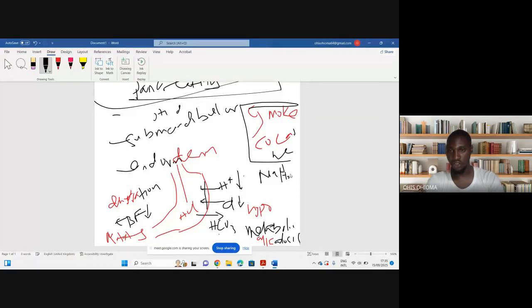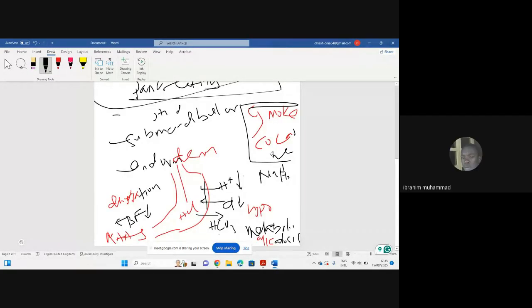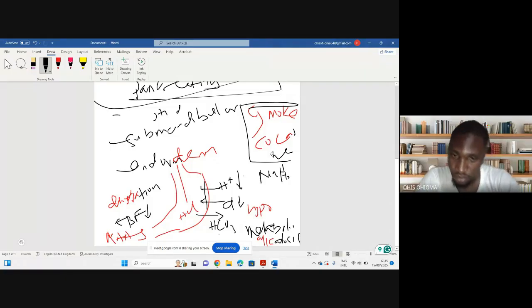And there'll be loss of potassium. There'll be loss of hydrogen ion, right? And then this patient will have what we call hypochloremic, hypokalemic, metabolic alkalosis. That's what I was just trying to say.